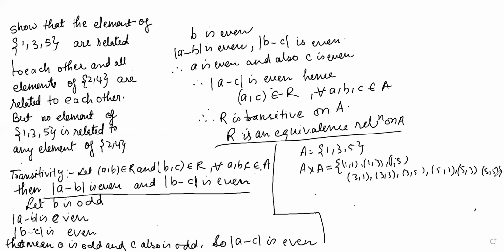Now, beta, whatever elements you are seeing inside A cross A, all are odd. And beta, if you subtract, 3 minus 1, what will you get? 2, which is even. So are all satisfying the condition or not? Tell me.